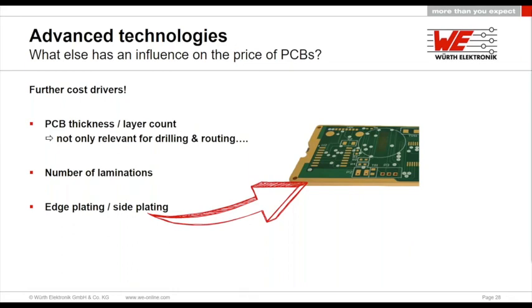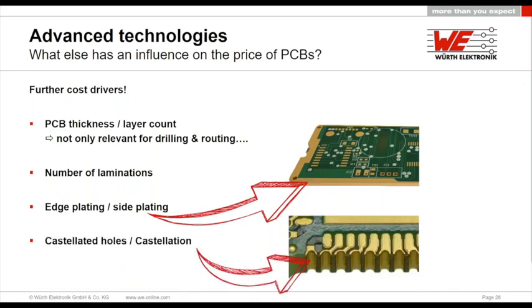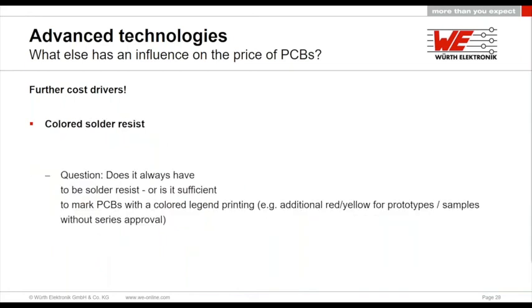So we need to go 2 times or 3 times, depending on how the outline is being created, to our routing process, and this adds cost as well. It's the same for castellated holes or castellations. Here as well, we have to divide the routing process. We have to have additional processes to create these half-opened wires on the edge of the PCB.